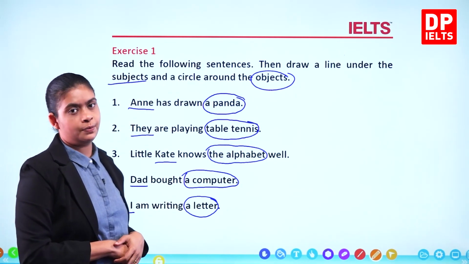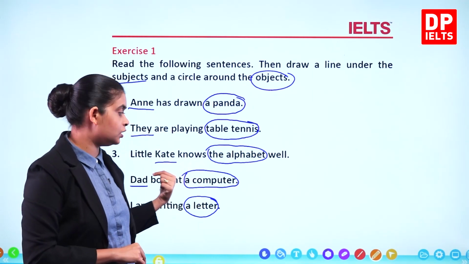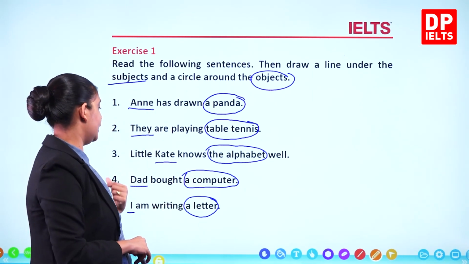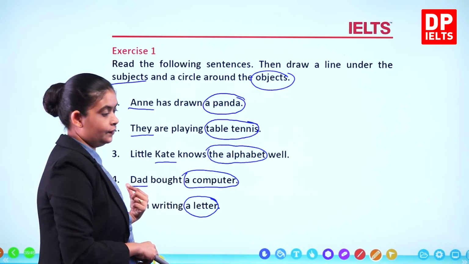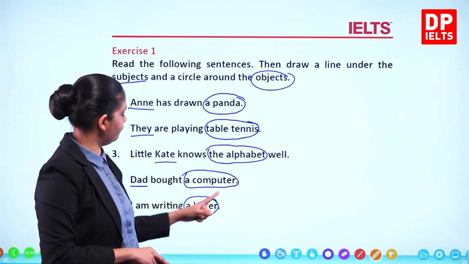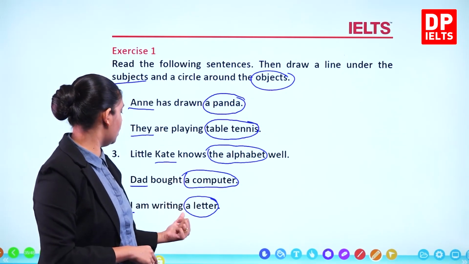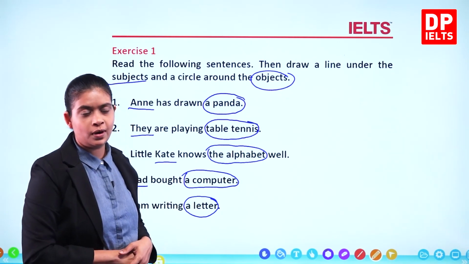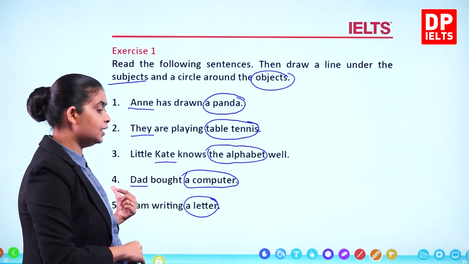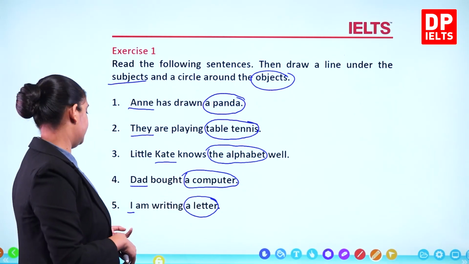Dad bought a computer. Dad ඇවිල්ලා අලුත් කම්පියුටරයක් ගත්තා. කවුද අලුත් කම්පියුටරයක් ගත්තේ? Dad. ඒක තමයි subject එක. කවුද? මොනවද ගත්තේ? ඒක තමයි object එක. වචනය ඇවිල්ලා a computer. I am writing a letter. මම ඇවිල්ලා ලියුමක් ලියමින් ඉන්නවා. කවුද ලියන්නේ? I. මම. මොනවද ලියන්නේ? A letter. Right?